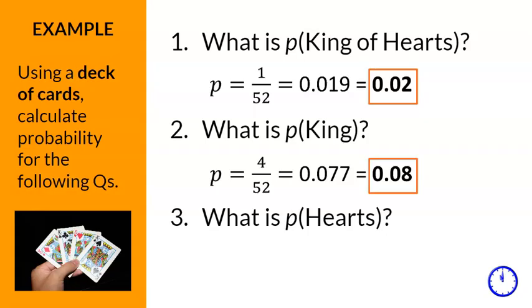Question 3 is asking, what is the probability of selecting a heart from the deck of cards? There are 13 hearts in a deck of 52 cards. Therefore, probability equals 13 over 52, or 0.25.